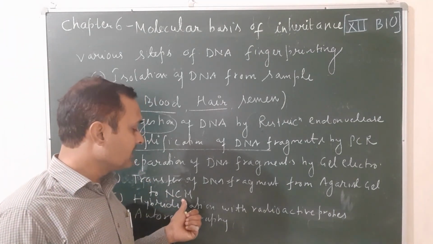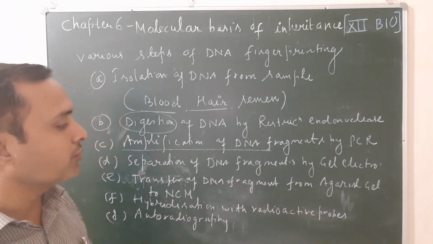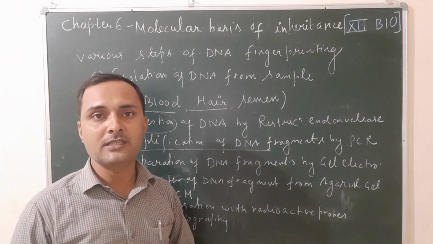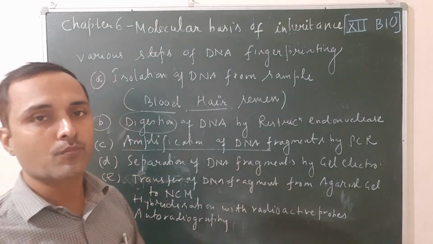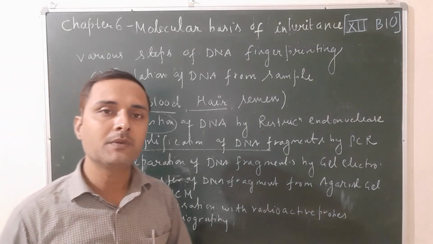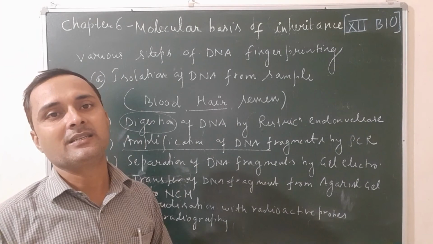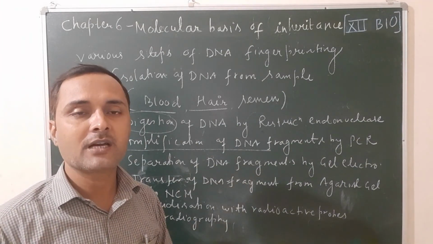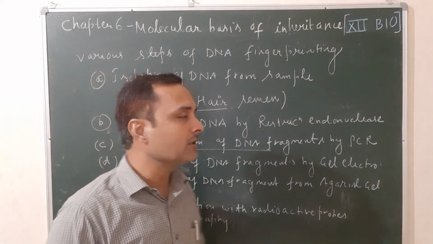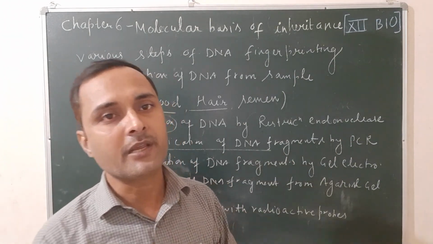After transferring DNA fragments onto the membrane, hybridization with radioactive probes takes place. These DNA fragments hybridize with a known sequence of single-stranded DNA, known as the probe. And the last one is autoradiography. In this step, the whole NCM is exposed to X-ray to find the fingerprint, or you can say the dark bands of the DNA. So next class we will discuss the details of each step. That will be the second part of DNA fingerprinting. Thank you.